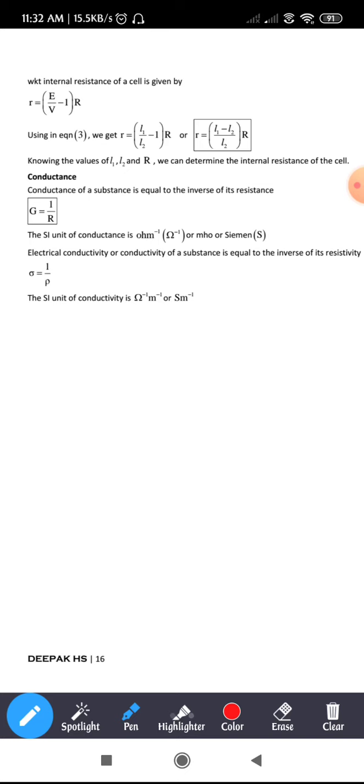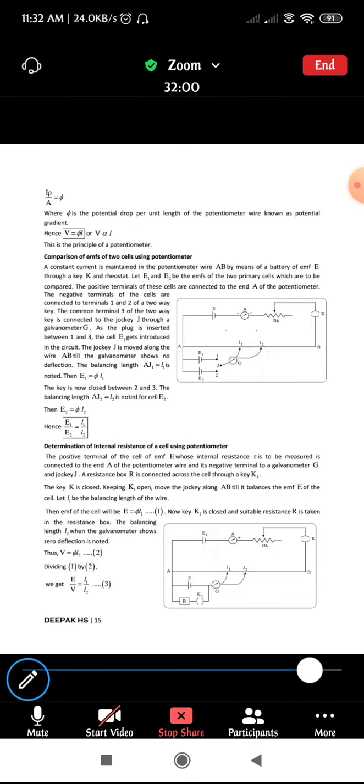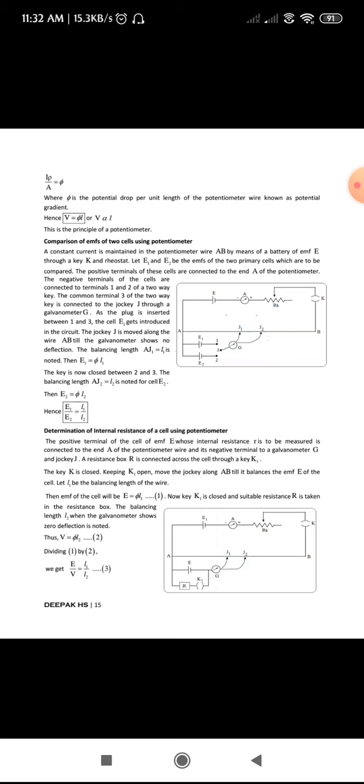With this we have completed the chapter current electricity. The theory part is complete. So do one thing: go through the determination of internal resistance of a cell using potentiometer once, and the conductance once. If you are done with that, the chapter is completed. Just go through it for a few minutes, and if you have any doubts, you can ask me.